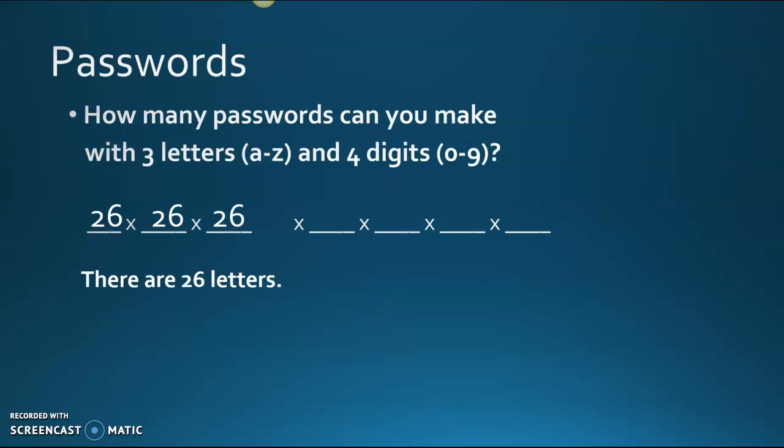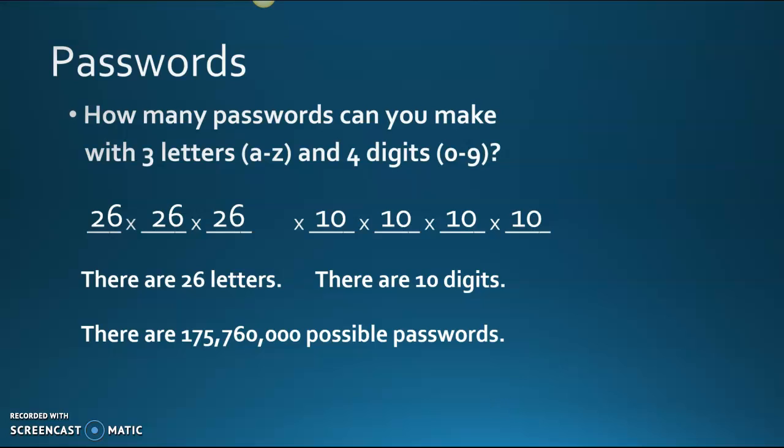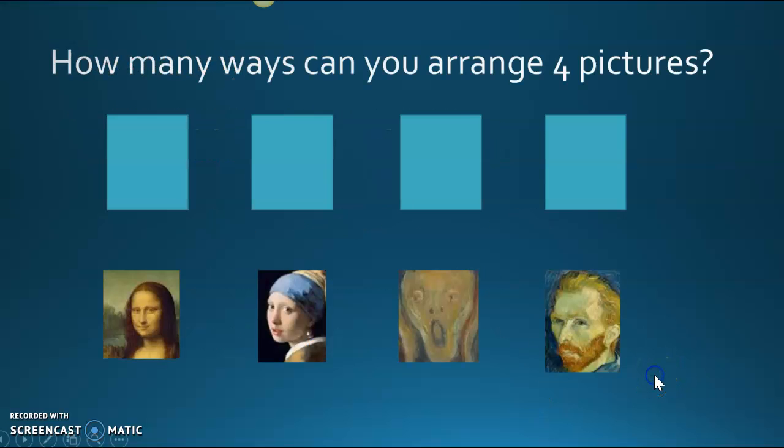We have 4 digits. There are 10 possible digits, so 10 times 10 times 10 times 10, and you multiply all of this together. 26 times 26 times 26 times 10 times 10 times 10 times 10 is 175,760,000 possible passwords. That's just with 3 letters and 4 digits. Most encryption is actually much stronger than that.